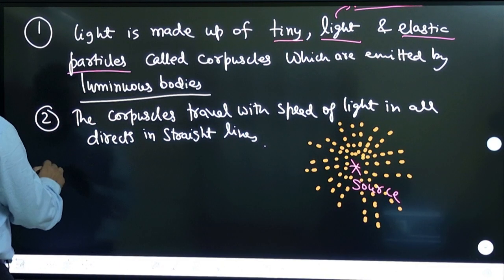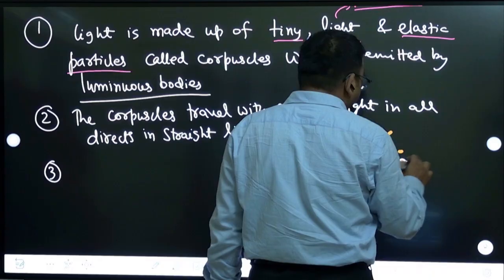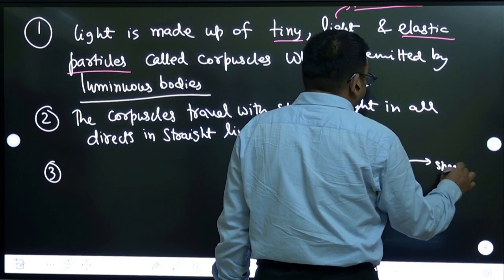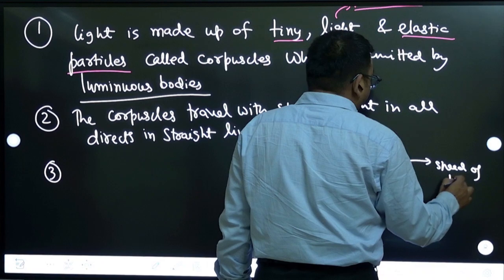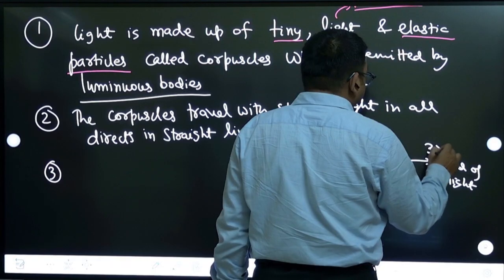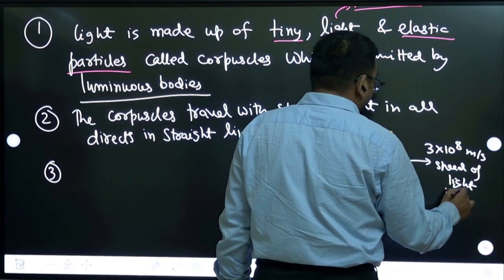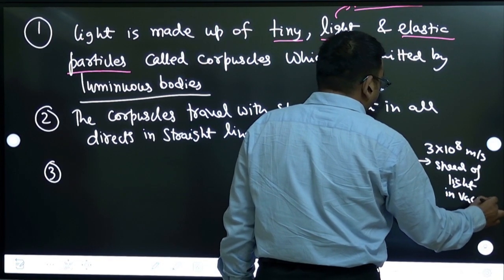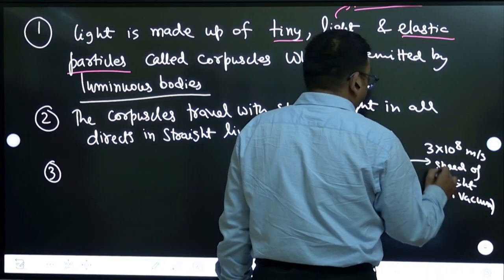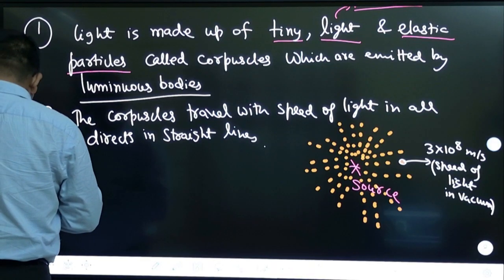Then next, third point. Each of these corpuscles is moving with the speed of light. Speed of light means 3 into 10 to the power 8 meter per second in vacuum.